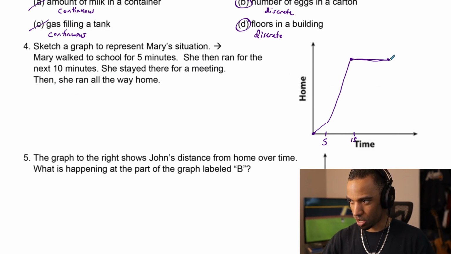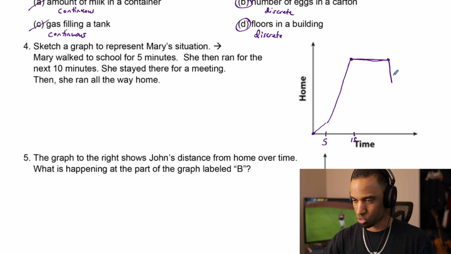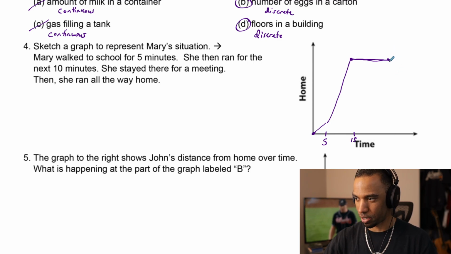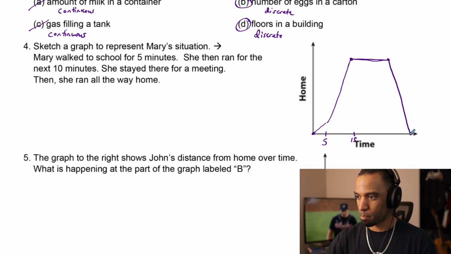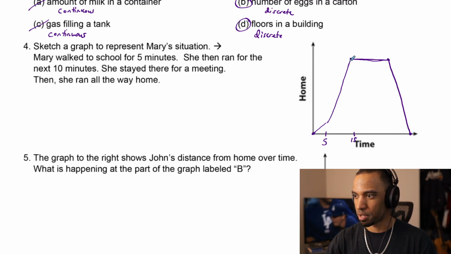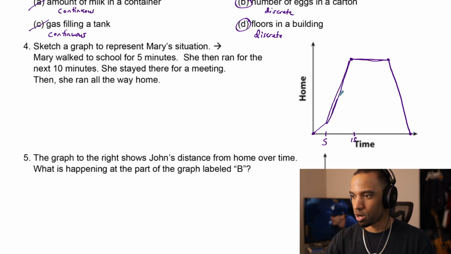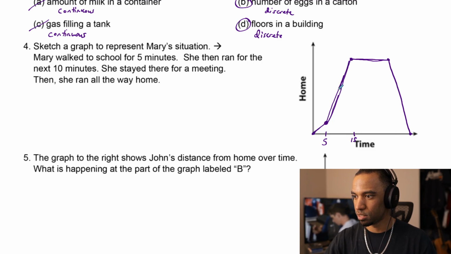But then she ran all the way home. So she goes all the way back her distance. Whoa, she's sprinting, Mary. Going all the way back home. Boom. Lands at home at that spot. There you go. So there are some critical points right here from her walking to her running.